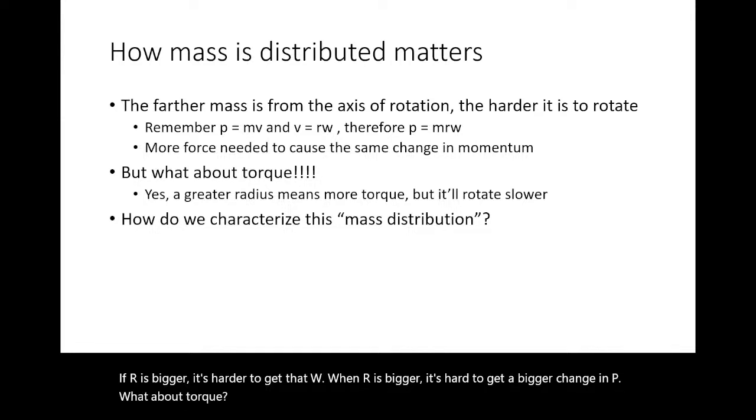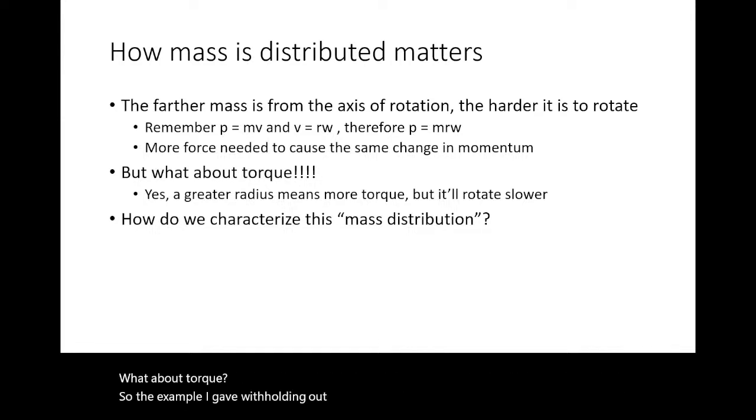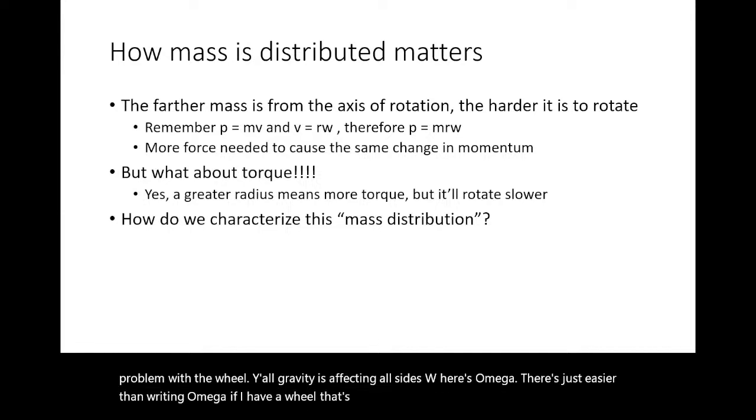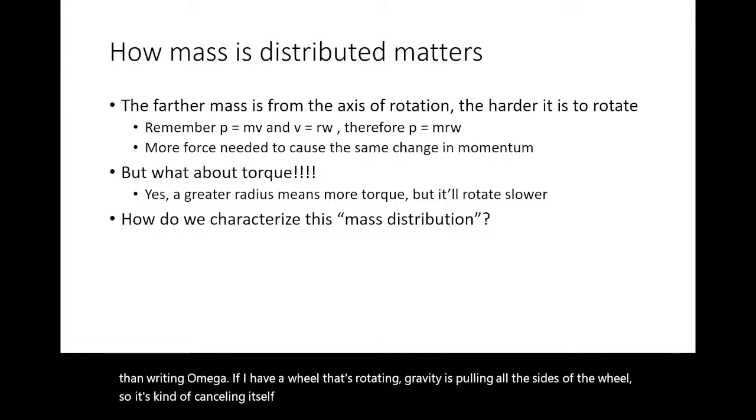The example I gave with holding out the heavy thing was using gravity. But here's the problem with the wheel, y'all. Gravity is affecting all sides. w here is omega. It was just easier than writing omega. If I have a wheel that's rotating, gravity's pulling on all the sides of the wheel, so it's kind of canceling itself out. We'll get to the whole rolling down a hill and why that still works.